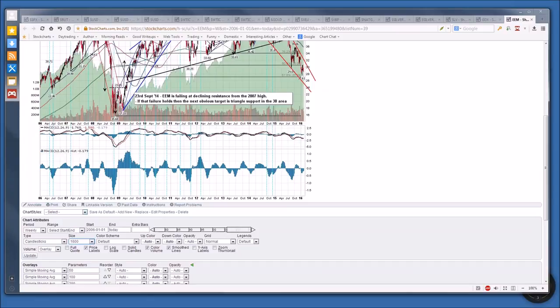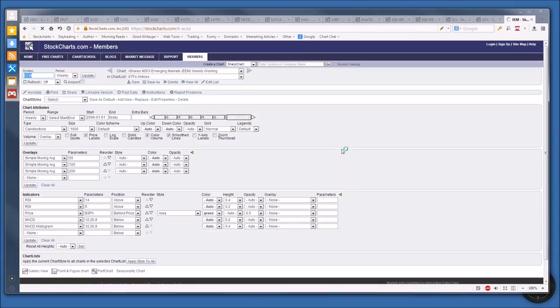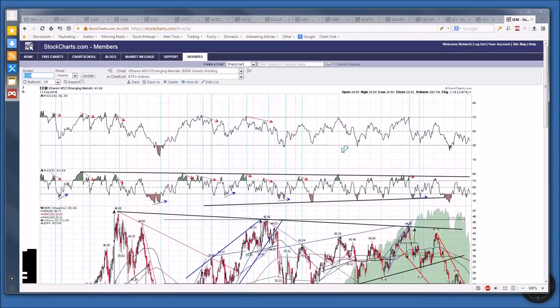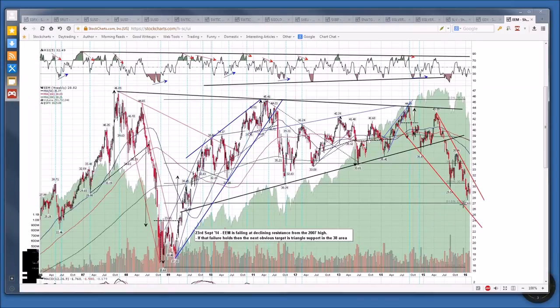Now, let's just blow this up. I just want you to think about the implications of this EEM triangle a little more. Obviously, nice triangle, it's broken down, this is the thrust down. What's going to happen at the end? It's going to retrace. It's going to retrace to here.